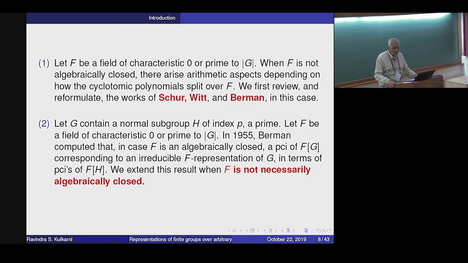So we shall first review and reformulate the works of Schur, Witt, and Berman in this case. Now, for the solvable group, there is always a normal subgroup of index p, a prime. And so this is the crucial case. Then if we know the representation theory for H, then G mod H is just a cyclic group of order p. And then by combining this information, we should be able to obtain the information about the representations of G.